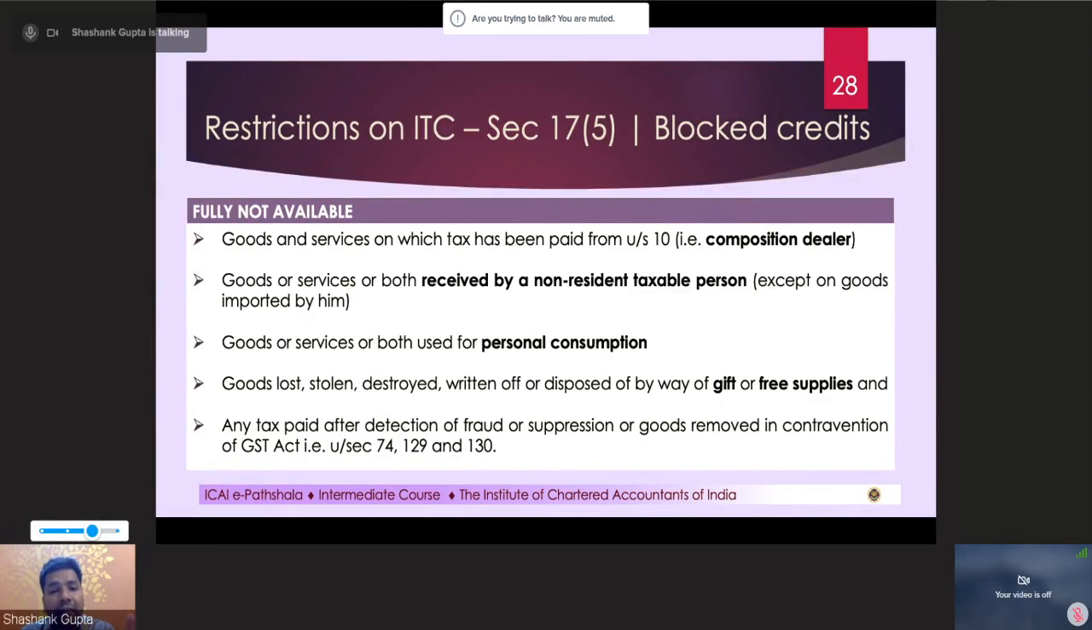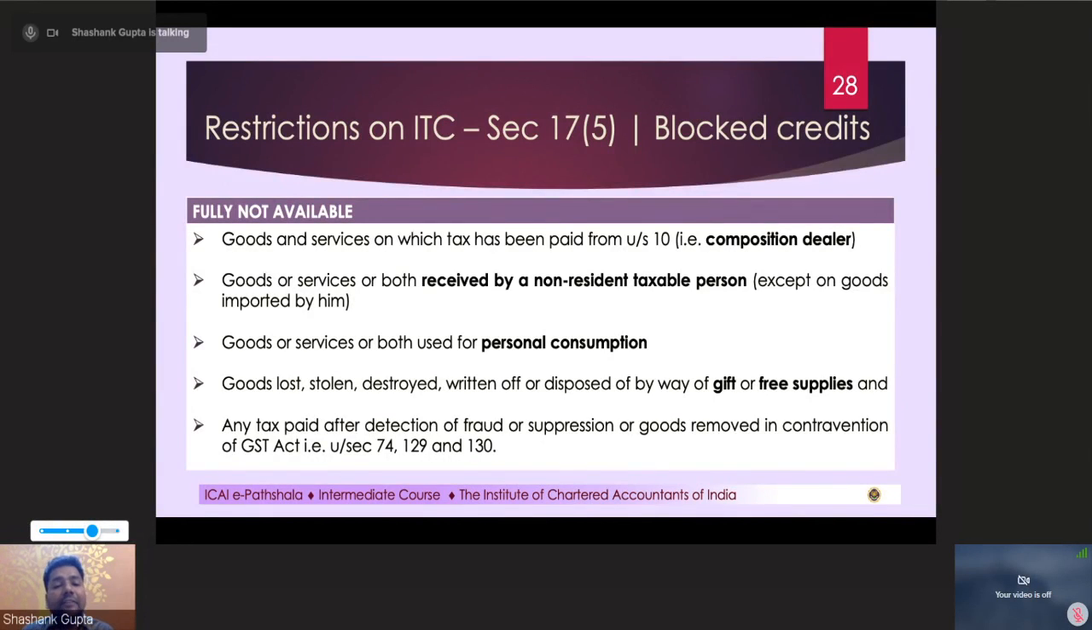There was a fire in the factory. There was a burglary in the factory. There was an earthquake and the stock got destroyed. For some reason, the stock became obsolete and you had to write off. So if any of these things happen, then no input tax credit will be available. If the input tax credit was already availed, then that input tax credit has to be reversed.